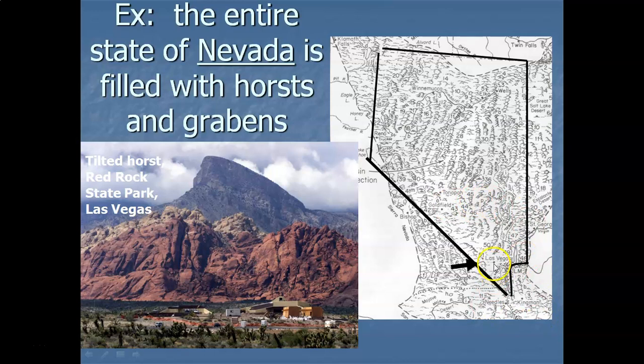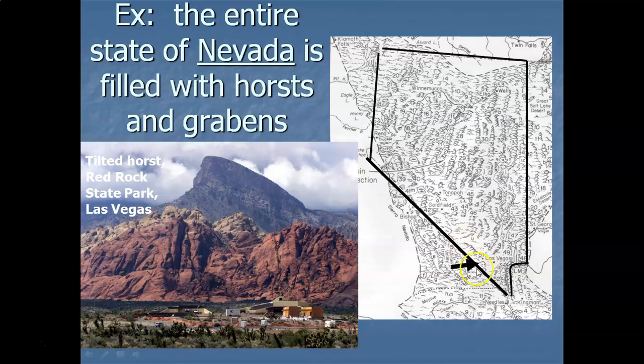Now, here's Las Vegas, way down in the south. It is in a Graben, and it's surrounded by Horst mountains here. And this right here, it's probably just, my goodness, maybe a 20 or 30 minute drive to the west outside of Las Vegas is a state park.